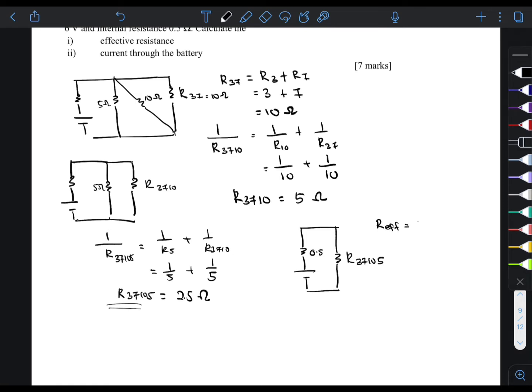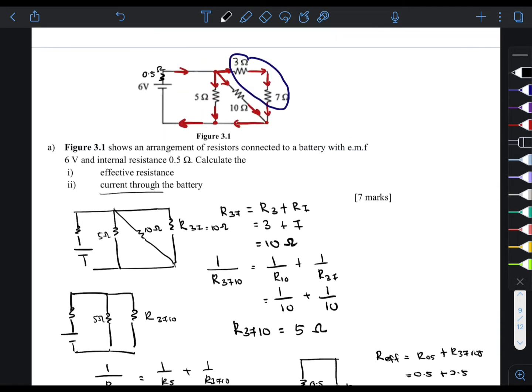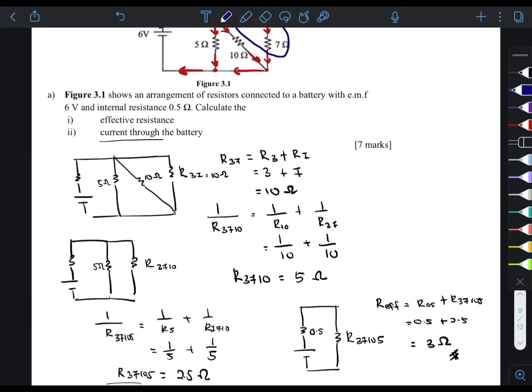So R effective kita akan jadi R05 campur dengan R37105 which is 0.5 plus 2.5. You will end up with 3 ohm dekat sini. So this is your R effective. Okay. And then dia minta current through the battery. Current through the battery adalah current yang akan keluar daripada battery inilah. The current that is going to lift this battery. So selepas kita simplify ni, you will end up with the R effective and your battery dekat sini.